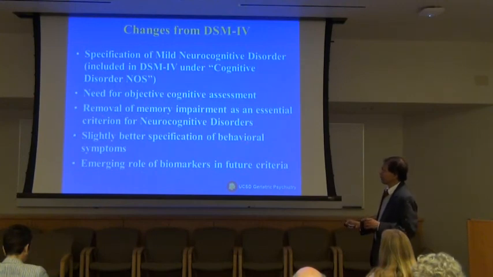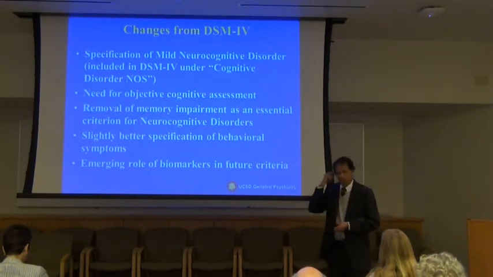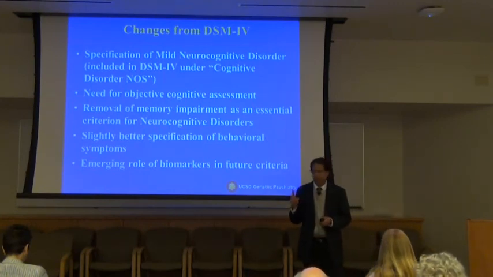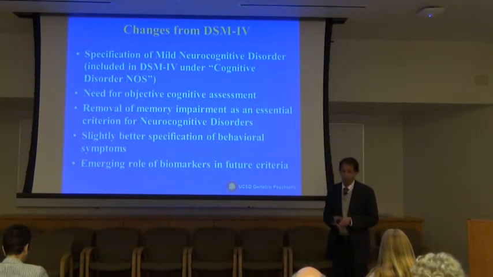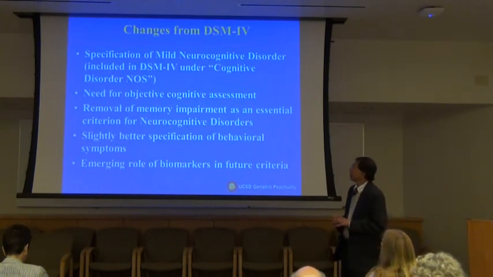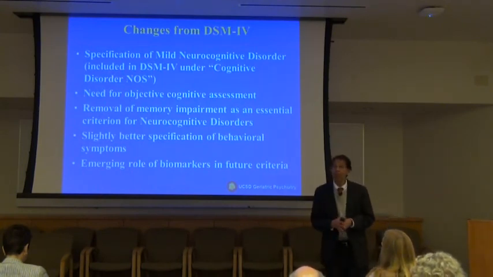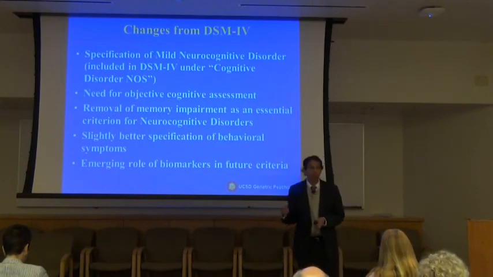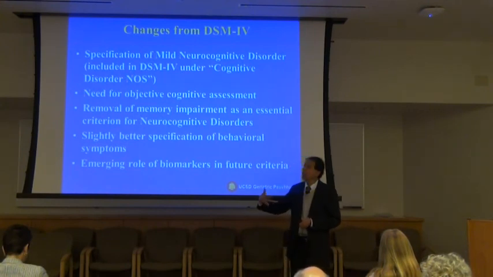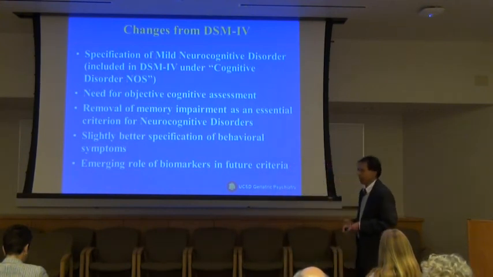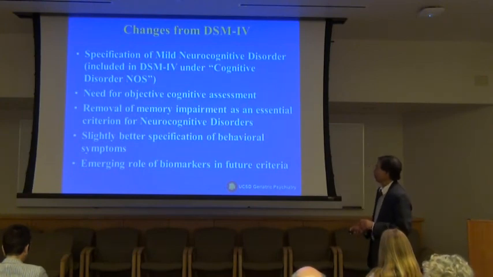Slightly better specification for behavioral symptoms, but really needs to be better. Another thing here is that you can have impairment in one domain and still have dementia. In DSM-4 you usually required two-domain impairment. One good example of that is what used to be called amnestic disorder, where there's only impairment in memory. That would not have met criteria for dementia or major neurocognitive disorder, but now with one domain impairment being enough, that can still be a major neurocognitive disorder.